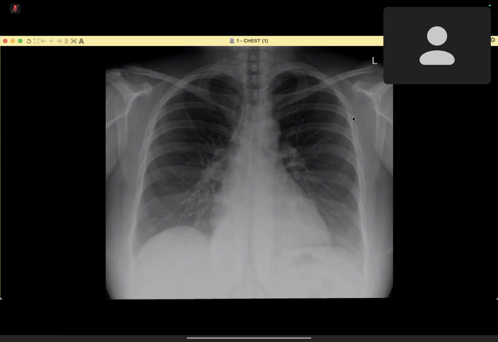On the first glance, I can see that there is maintained volume in the bilateral lungs, and I can see that there is an opacity in the retrocardiac region, which is elongated in the midline region, extending from the mediastinum to the diaphragmatic level, and it is also extending below the level of diaphragm.